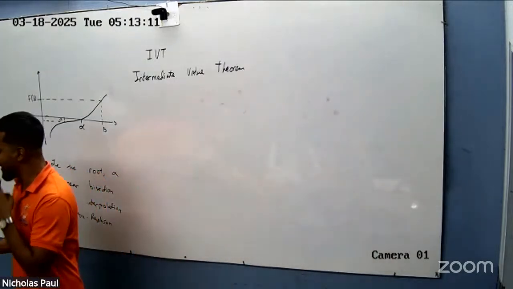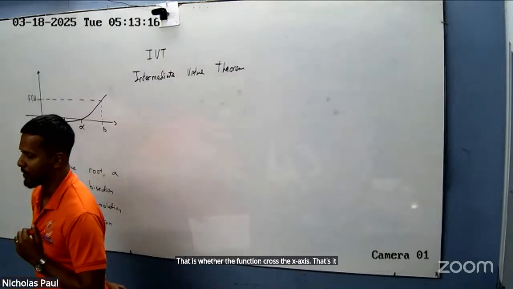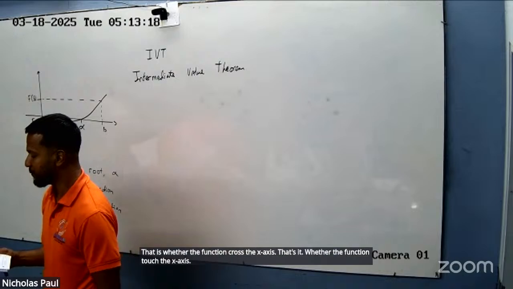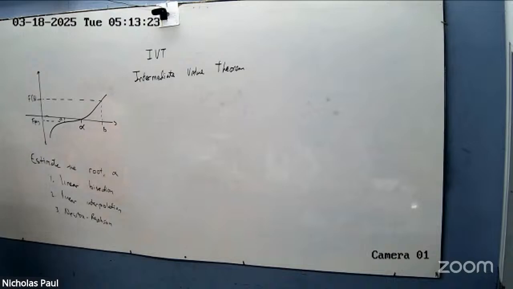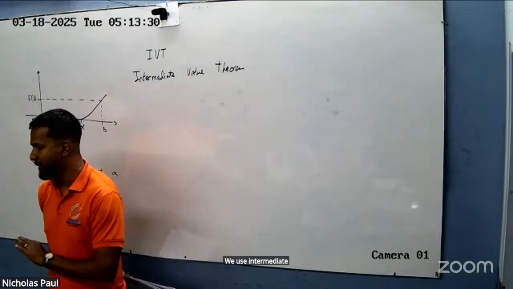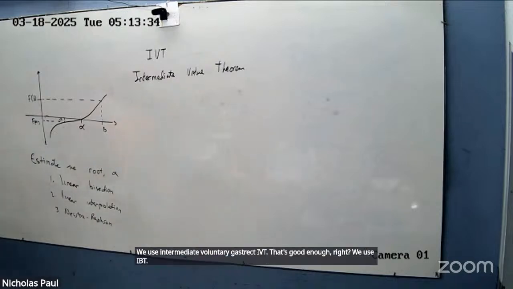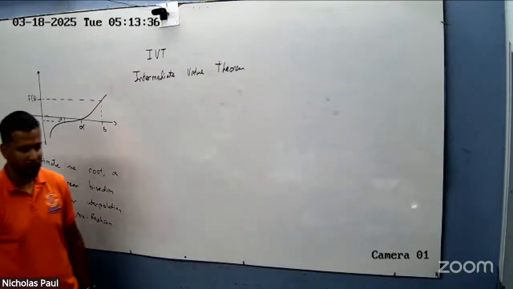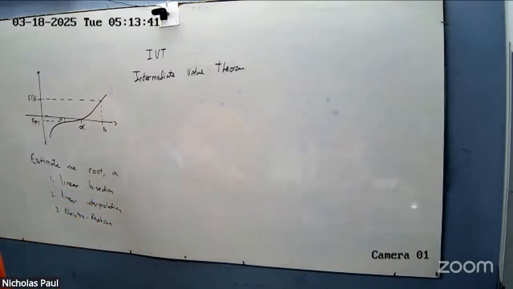that is, whether the function touches the x-axis, we use the intermediate value theorem. Just write IVT, that's good enough. We use IVT. Full stop.